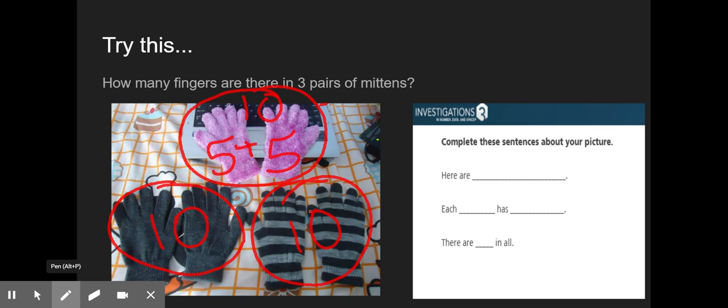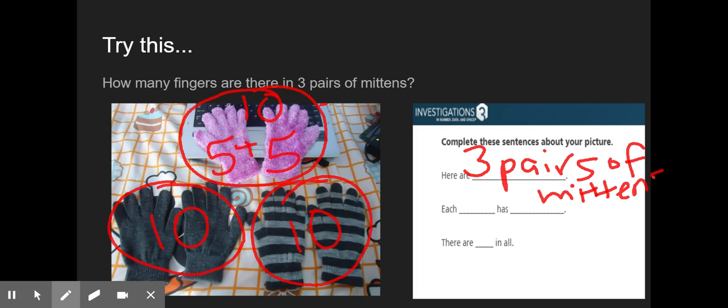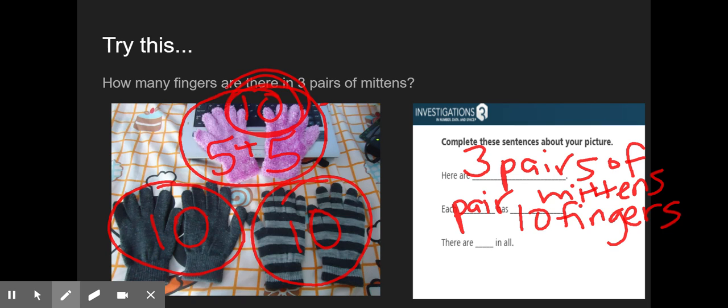So let's fill in our sentence frame. Here are 3 pairs of mittens. Each pair has 10 fingers. And I know it's kind of messy, but okay. And last but not least, there are how many in all? Well, I have to count by 10. So I've got 10, 20, 30. I have 30 in all.